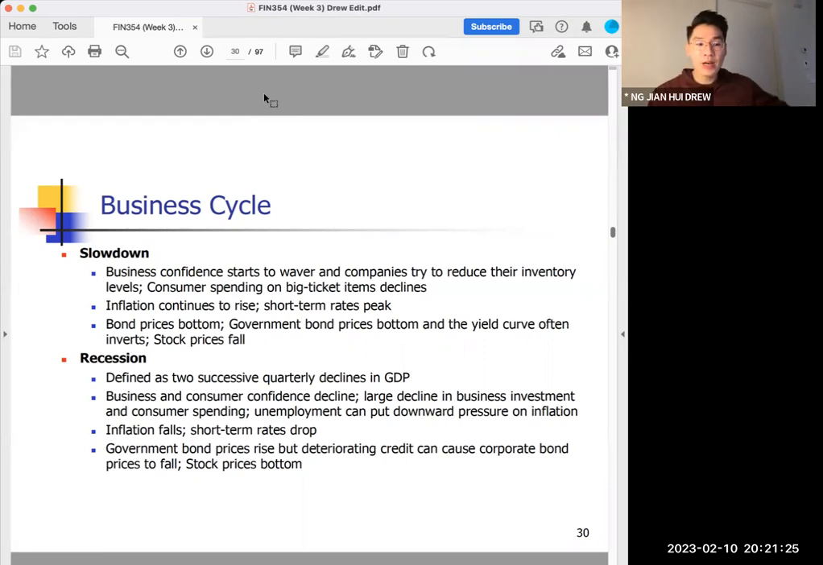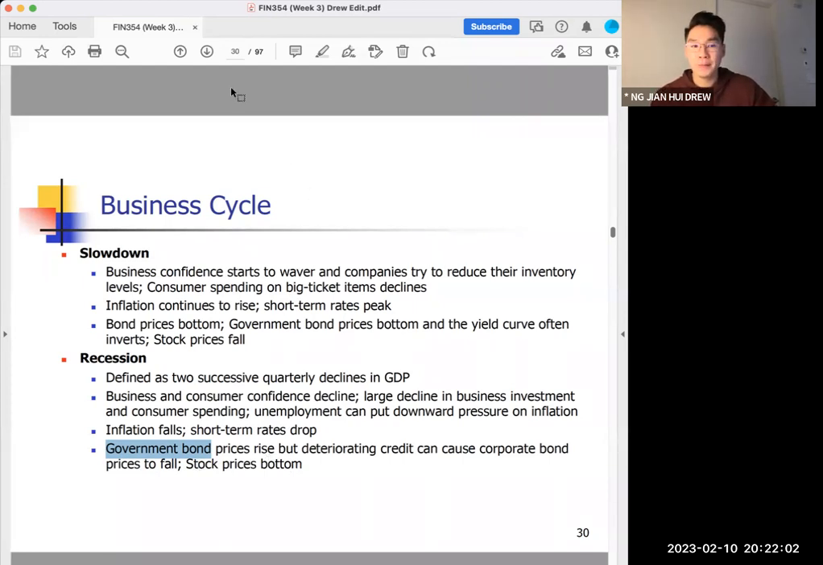All right, so then we have the slowdown. Inflation continues to rise. So some people might say now is a slowdown. It's not an initial recovery yet, it's still a slowdown. So it really depends on how you justify it. And it might be a recession. A recession is very bad when there are 2 successive quarters of decline. Or you might actually say it's still a recession now, so you believe that stock price will still continue to fall and bond price will still continue to increase. It depends on how you see it.